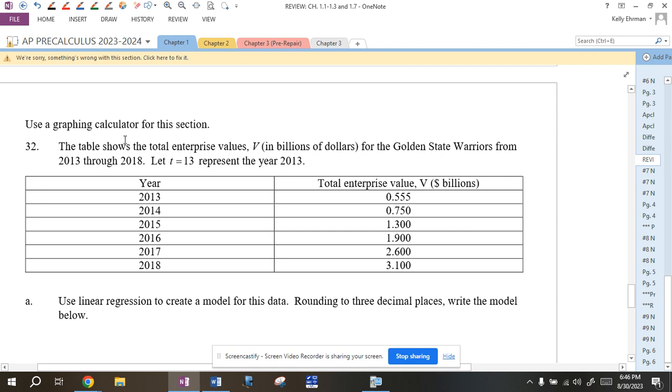Okay, so the table shows the total enterprise values, which is V, in billions of dollars for the Golden State Warriors from 2013 to 2018. Let T equal 13 represent the year 2013. So when we type these in, we are not typing in 2013, 2014. We're just typing in the numbers 13 through 18. Okay, and then here are the numbers in billions of dollars.